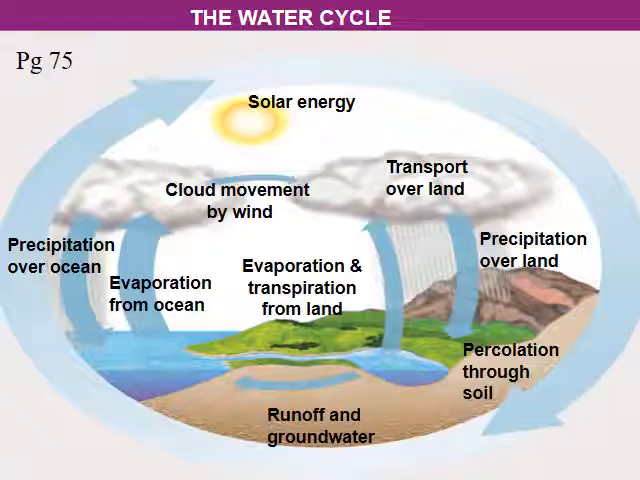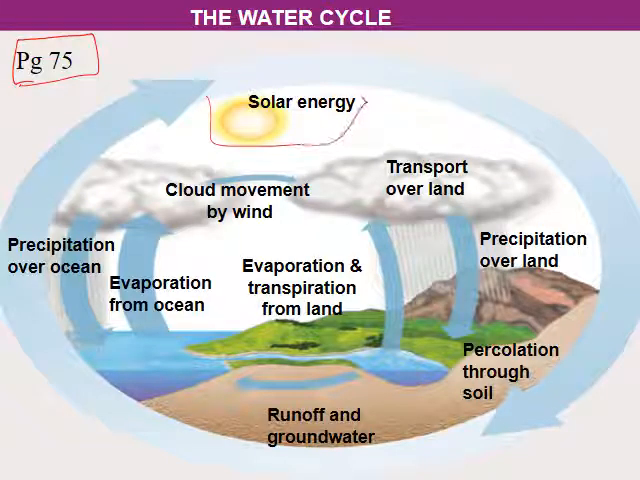So that's the basic systems of the water cycle. Again, there's a picture on page 75 in your book. Make sure you know the key points. Make sure you know the drivers of it.